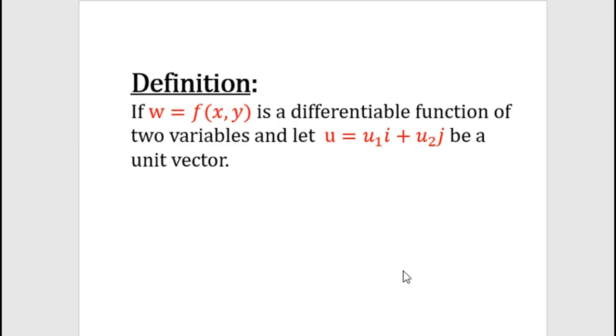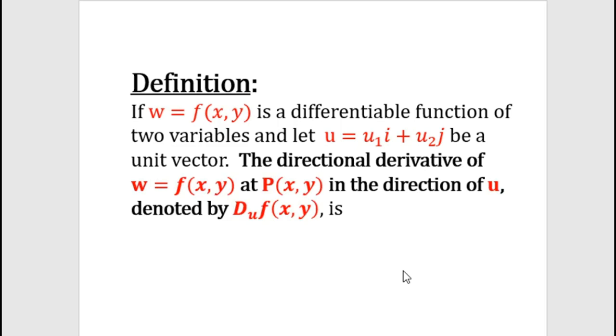If w is a differentiable function of two variables and let u be a unit vector, the directional derivative of w at p in the direction of u is denoted by D_u f(x,y), where u is in the subscript of D, and is equal to partial f by partial x times u1 plus partial f by partial y times u2.